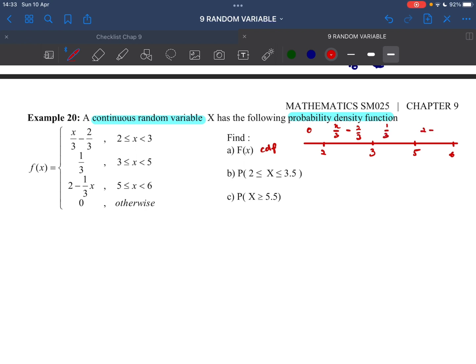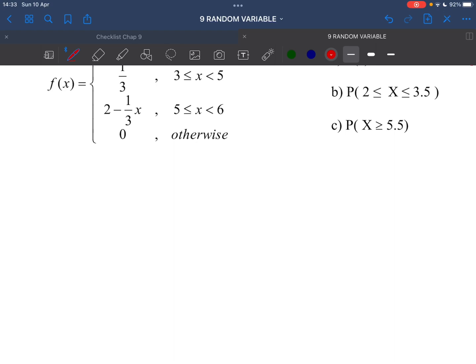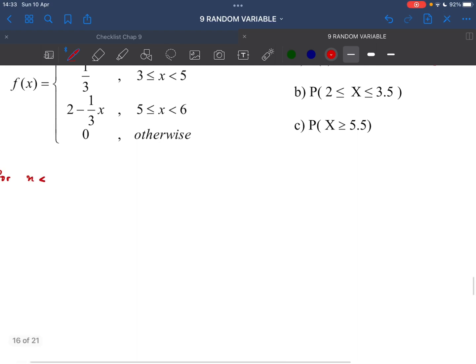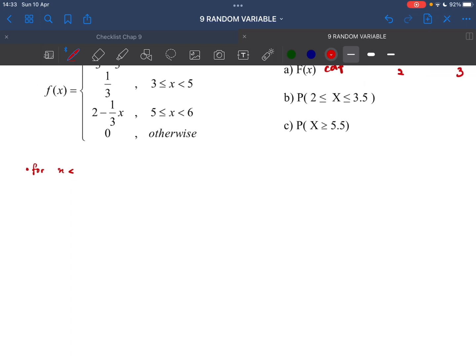And the last one here is 2 minus 1 over 3x, and this one is 0. Now we have to do this for each and every one of the ranges here. There are going to be 1, 2, 3, 4, 5, 6 ranges. So let's get started. The first one is for x less than 2.